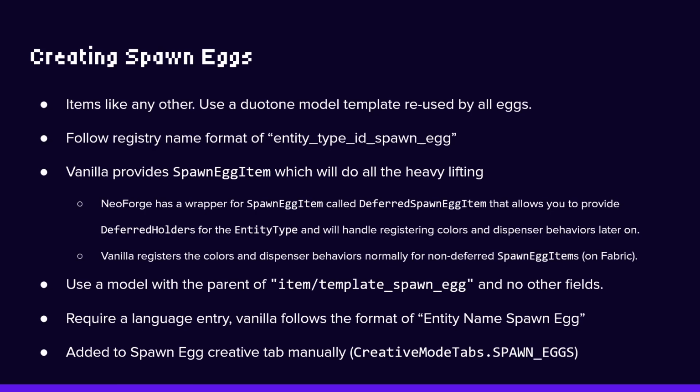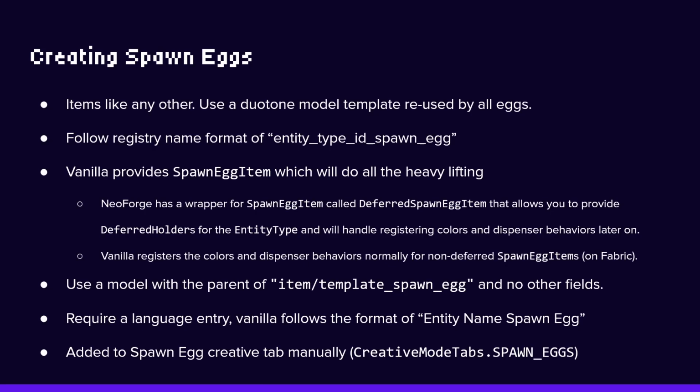So to actually make an egg have the correct model, you need to use a normal item model definition, except you just put the parent as item/template_spawn_egg. That's it. And it'll render correctly. So rather than say item/generated like we've done in the past or item/handheld, it's just item/template_spawn_egg. And then each spawn egg has its own language entry, which is just the name of your entity spawn egg. You have to actually make a language entry for every single egg. It doesn't just use the one for your entity, which sucks, but oh well.